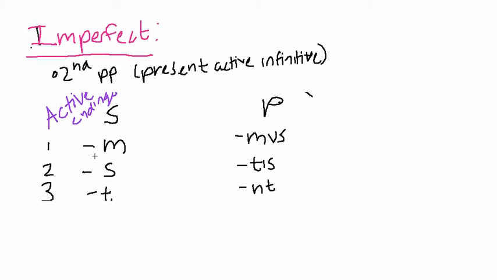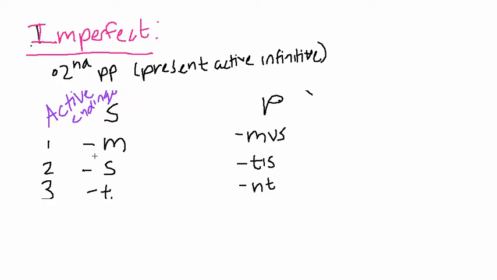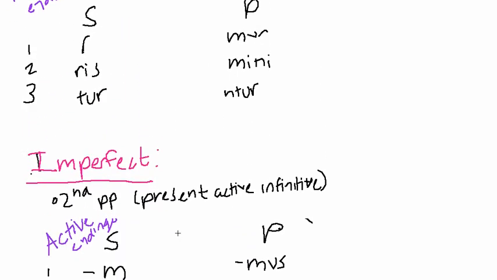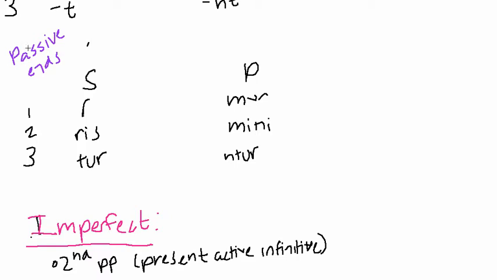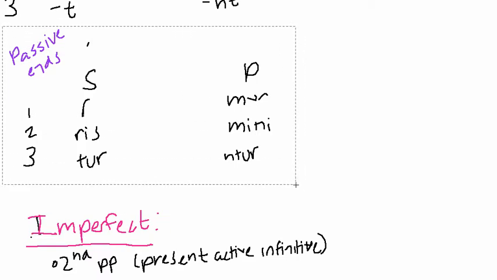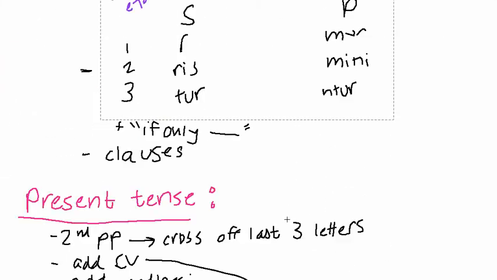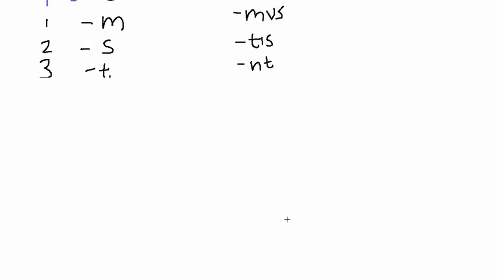So if you want the passive, you do the exact same thing, except you add the endings ris, tur, mur, mini, and ntur, which is the same thing as above. Active endings, and I'll go ahead and copy and paste this as well below. And sorry, I have to scroll to the top again. Okay, right there.